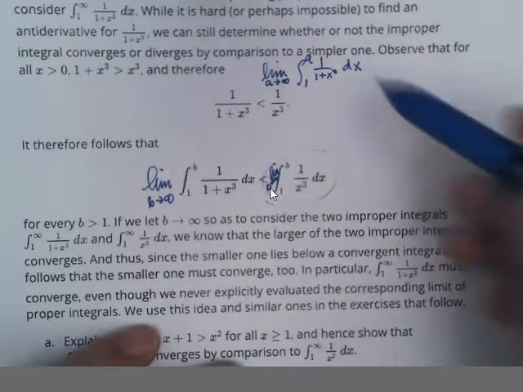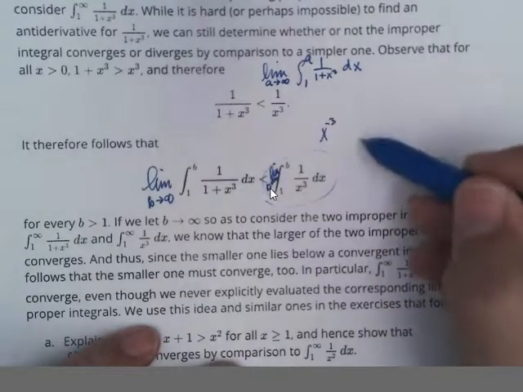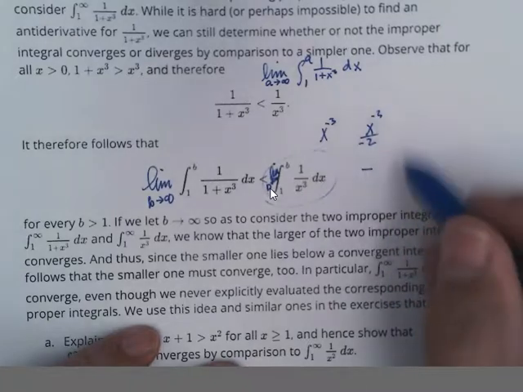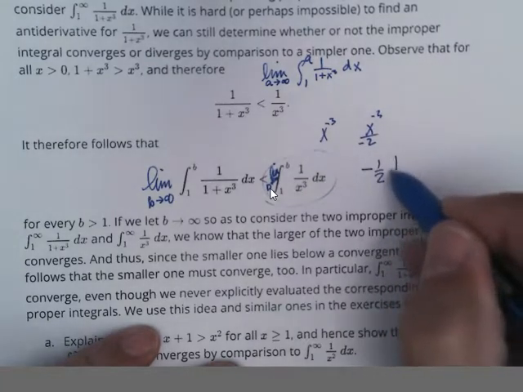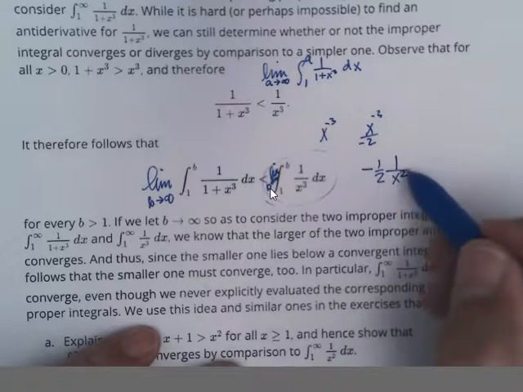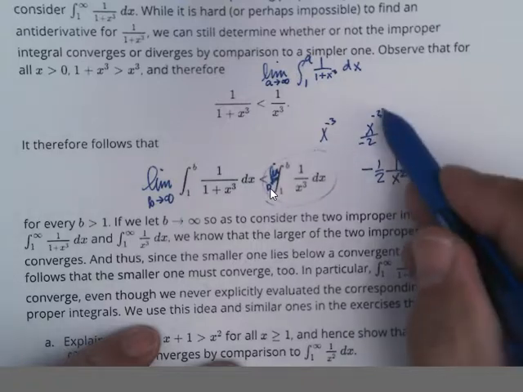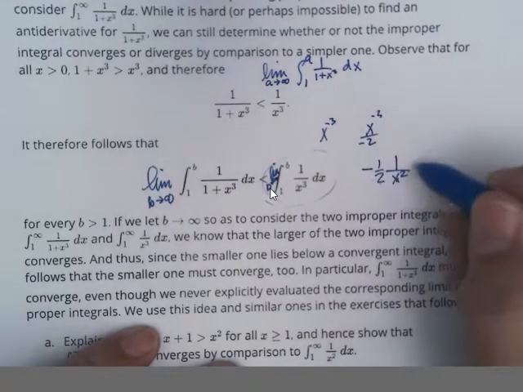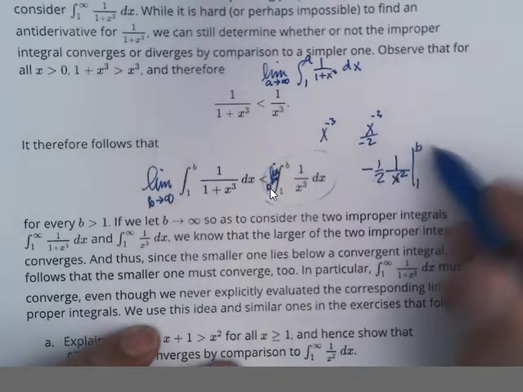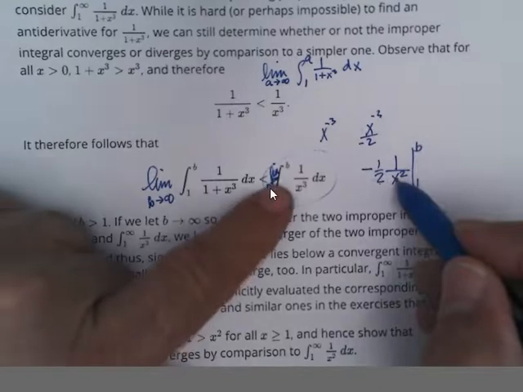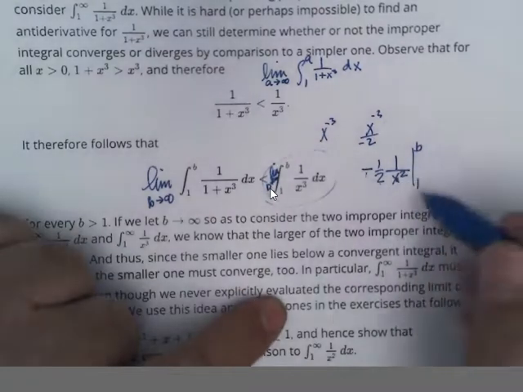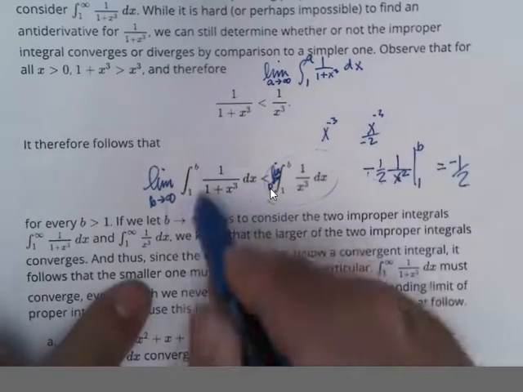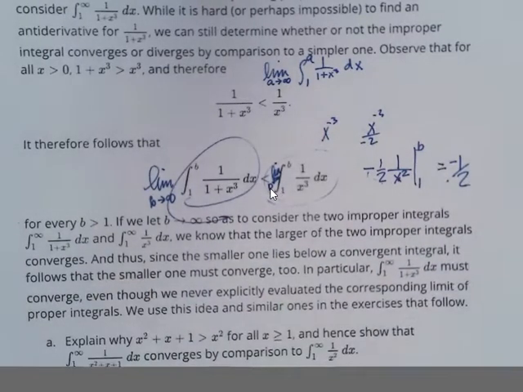And this, if we integrate that, that's x to the minus 3. Integrated is x to the minus 2 over minus 2, which is minus 1/2 times 1 over x squared. So minus 1/2, 1 over x squared, evaluated from 1 to b. We put in the b and let b go to infinity, and that part will go to 0, and we get minus 1/2. And this has to be less than that.